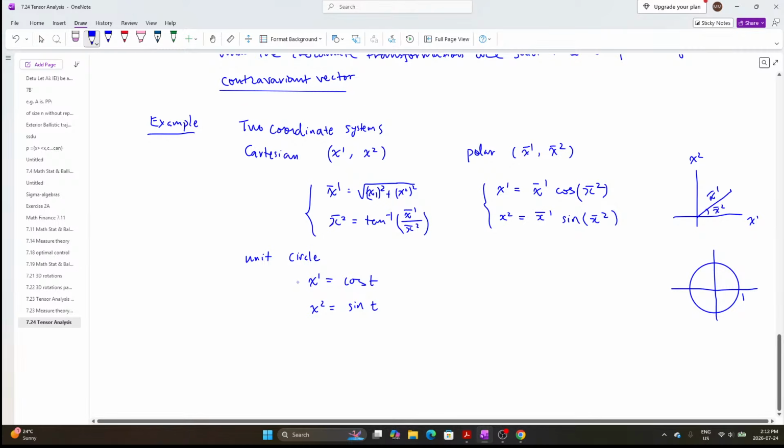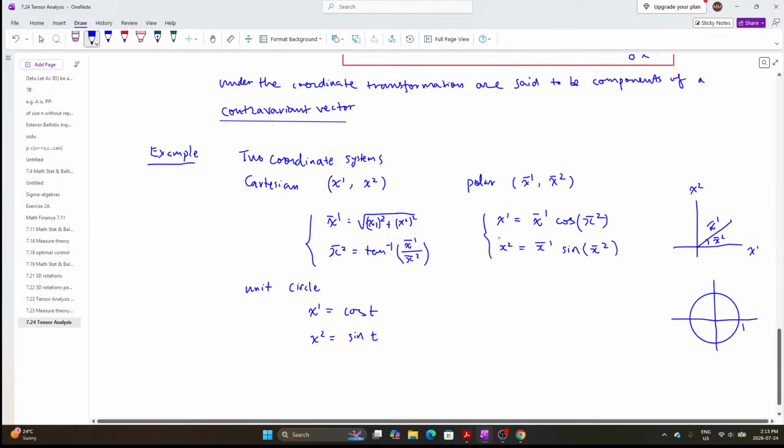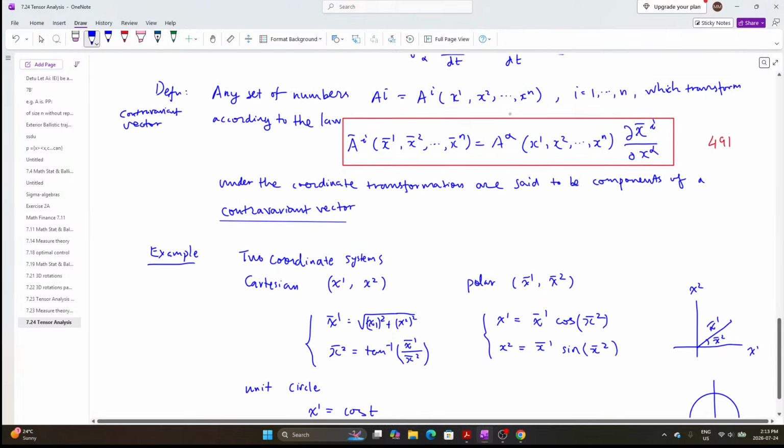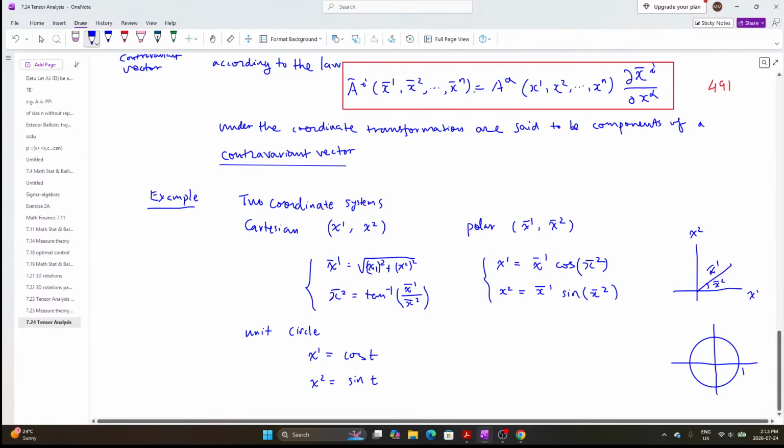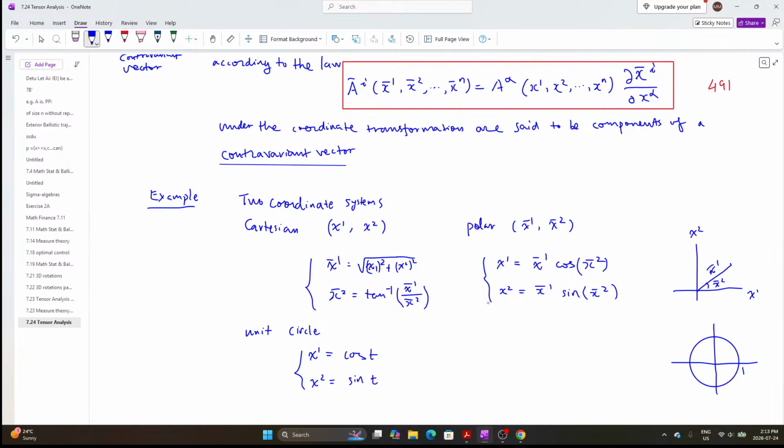Is x bar 2 defined itself? x bar 2 is the angle, the polar angle. It's like theta, the usual notation for polar coordinates. I'm just writing x and x bar to conform to the notation, because that's the general notation. We're treating the unbarred coordinates as regular Cartesian coordinates and the barred coordinates as polar coordinates.